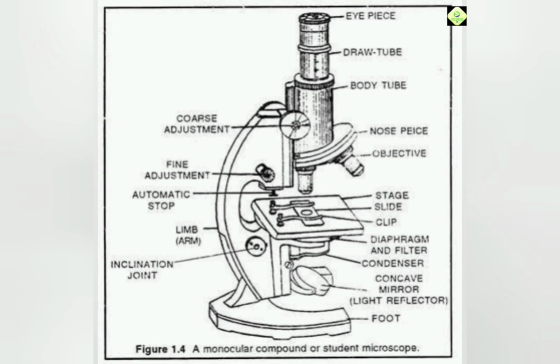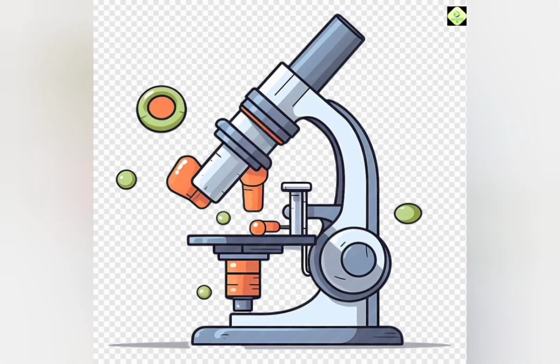First of all, we need to know what a microscope is. A microscope is an instrument used for looking at objects that cannot be seen with the naked eye. Classification of microscopes, or types of microscopes.